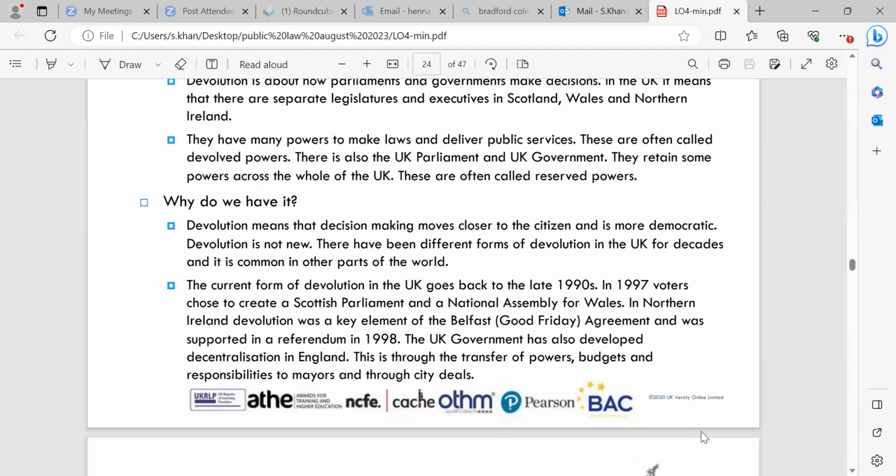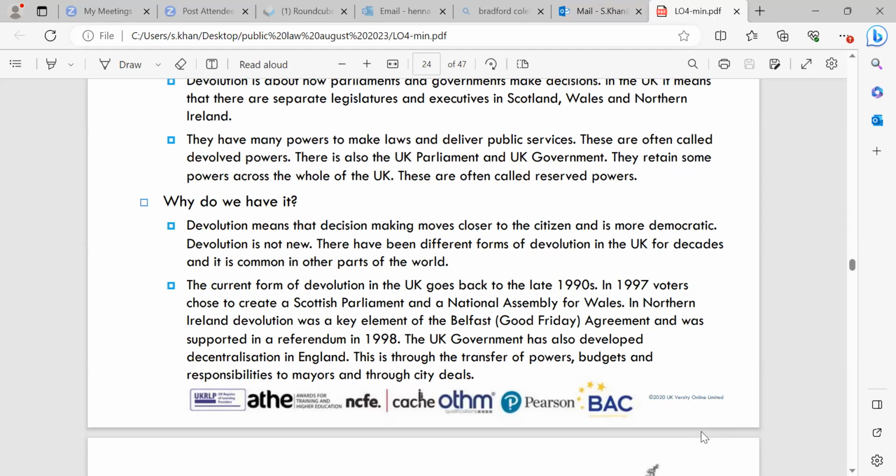Why do we have it? Devolution means that decision-making moves closer to the citizen and is more democratic. Devolution is not new. There have been different forms of devolution in the UK for decades, and it is common in other parts of the world. The current form of devolution in the UK goes back to the late 1990s. In 1997, voters chose to create a Scottish Parliament and a National Assembly for Wales. In Northern Ireland, devolution was a key part of the Belfast Good Friday Agreement and was supported in a referendum in 1998. The UK government has also developed decentralisation in England.